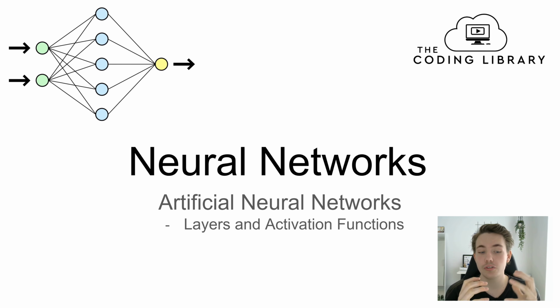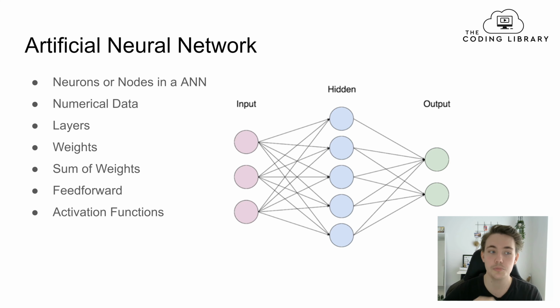In this video we're going to talk about artificial neural networks, and specifically layers and activation functions in neural networks. So let's jump into the first slide, where I'm going to give you an overview of what an artificial neural network is. In an artificial neural network we have different kinds of neurons in the layers. And when we're talking about artificial neural networks, we're operating with numerical data. The data that gets passed through this network is numerical data.